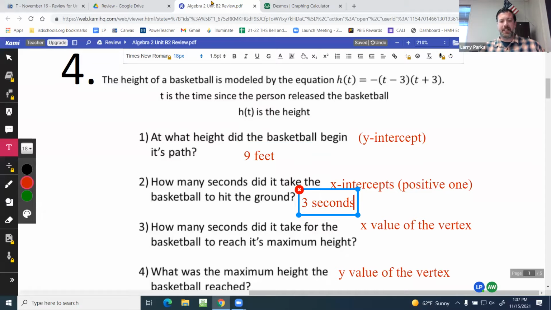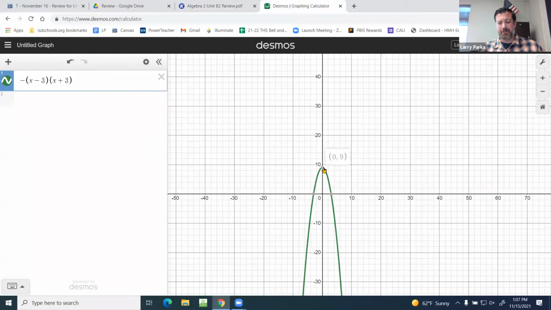How many seconds did it take for the basketball to reach its maximum height? That should be half of the 3, so that should be 1.5. No, actually, if it's between negative 3 and 3, that'd be at 0. So that doesn't quite make sense, does it? Because this is saying that when you first launch the ball, somehow you don't know how to shoot a ball and it just went straight, like it was already at its maximum. So 9 is the maximum in this case.